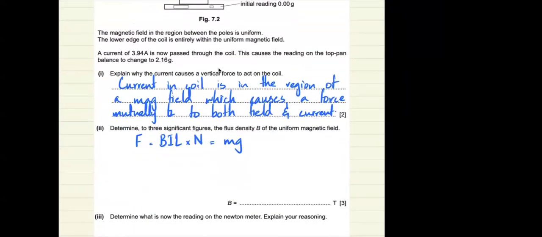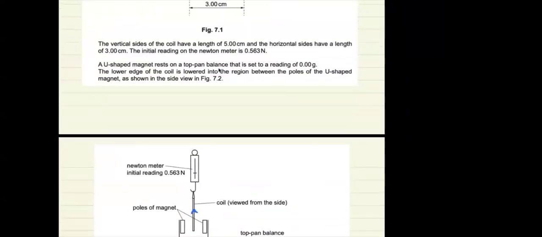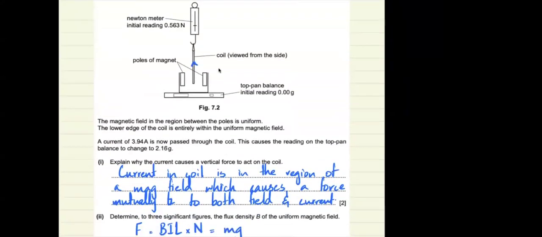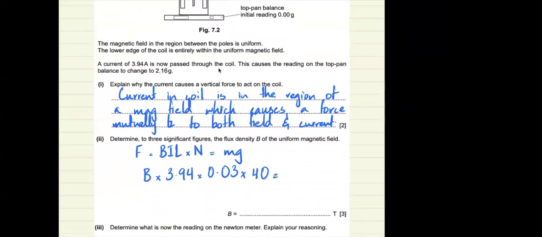So it's 3 centimeters. B was given as 3.94. This is 3 centimeters, so 0.03. And N was given above, 40 turns. F equals mg. So 2.16 grams as well, divided by 1000, times 9.81. This turns out to be the answer.